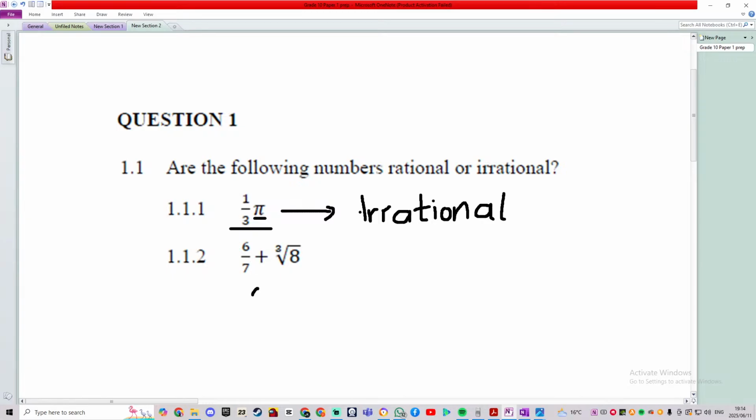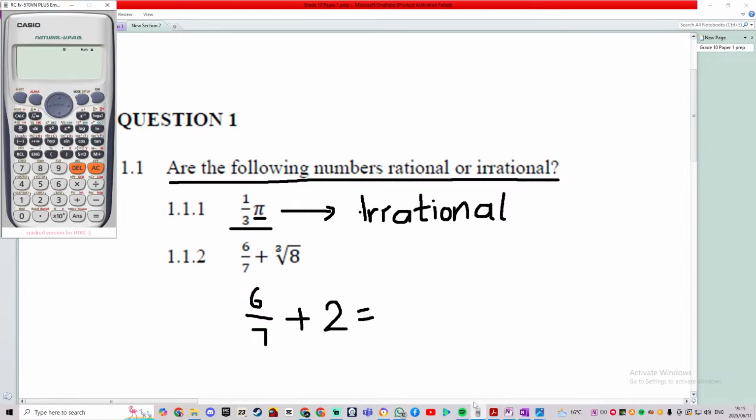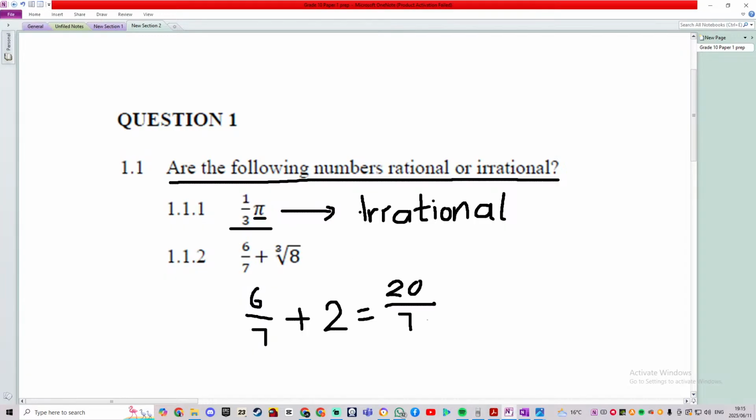Okay, now we have 6 over 7 plus the cube root of 8. We know that the cube root of 8 is 2. We in grade 10, I'm not going to explain all of the small details, but we know that the cube root of 8 is 2. So we have 6 over 7 plus 2. We can just put this into our calculator at this point because we're not meant to be solving this. So to save time, 6 over 7 plus 2, we have 20 over 7. Okay, so we know that 20 over 7 is an improper fraction, and we can just indicate that we know that to be rational. So that is rational.